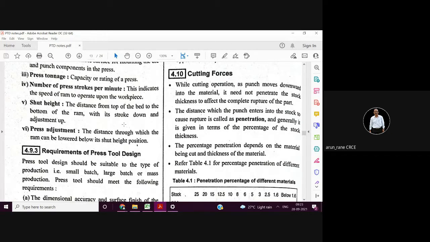Then shut height. Shut height is when you are completely taking the ram down. So what is the distance between the table and the ram? That is what is called the shut height. This is very much useful when you have dies and you know the height of the dies. So the height of the dies should be more than the shut height. Or if the height of the die is small, then you can put a parallel block below the die.